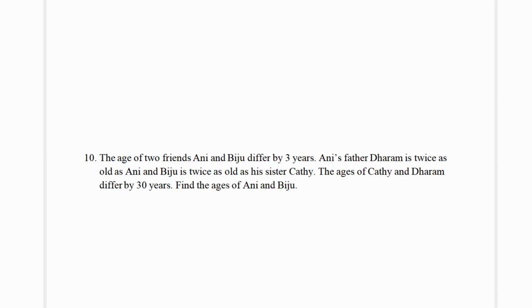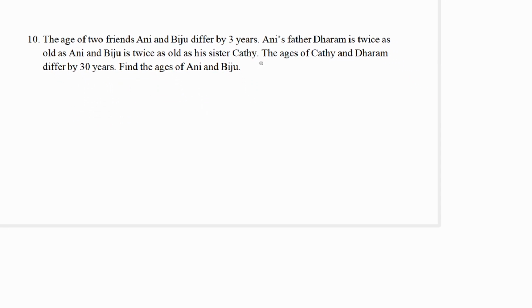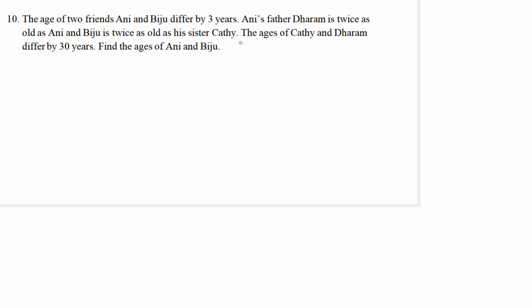The next question says the ages of Anni and Biju differ by 3 years. Anni's father Dharam is twice as old as Anni and Biju is twice as old as his sister Kathy. The ages of Kathy and Dharam differ by 30 years. Find the ages of Anni and Biju. See, in this question they have not mentioned who is elder, Anni or Biju. They have just told that their ages differ by 3 years. So we will assume that Anni's age is bigger than Biju's. And let me tell you, if you take Biju as elder to Anni, your answer will change.